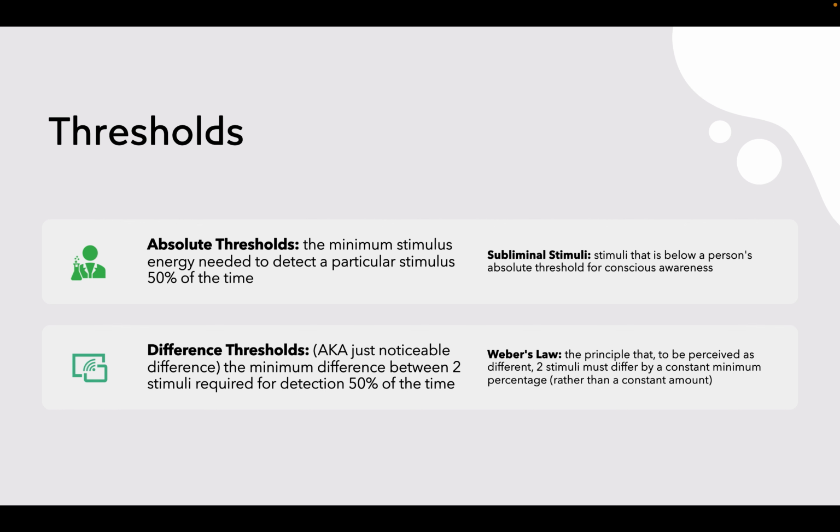The next threshold that we're going to talk about is the difference threshold. This is also called the just noticeable difference. The difference threshold is the minimum difference between two stimuli required for detection 50% of the time. So in order for us to be able to perceive a difference in two stimuli, we have to be able to perceive it.